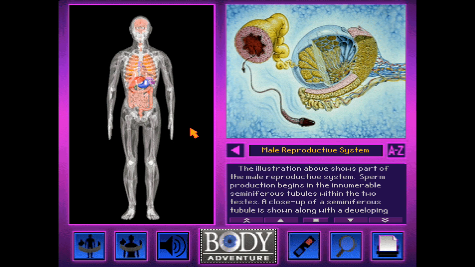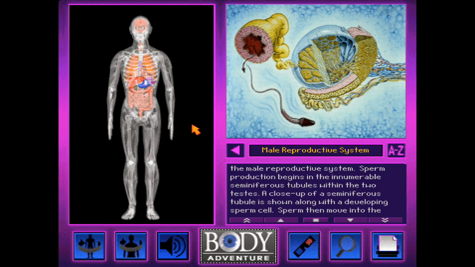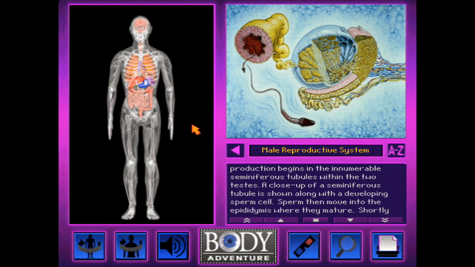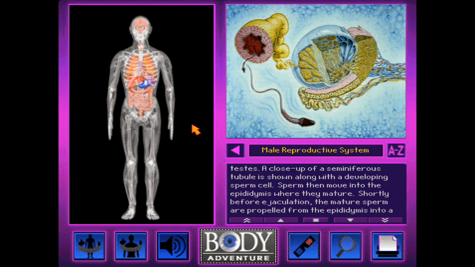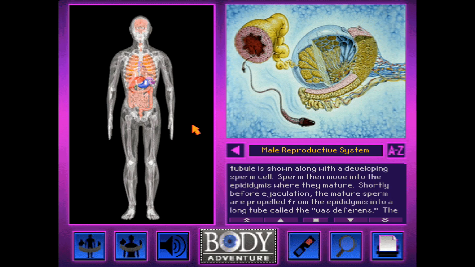Male reproductive system. The illustration above shows part of the male reproductive system. Sperm production begins in the innumerable seminiferous tubules within the two testes. A close-up of a seminiferous tubule is shown along with the developing sperm cell. Sperm then move into the epididymis where they mature.